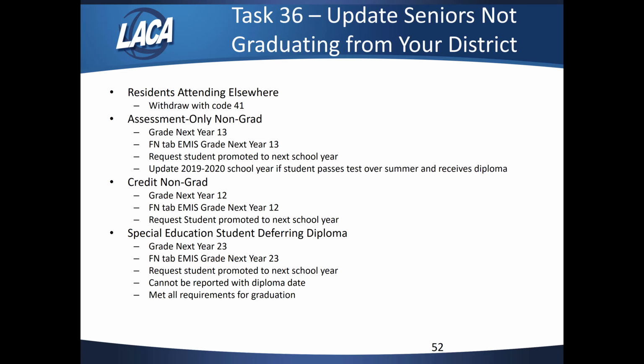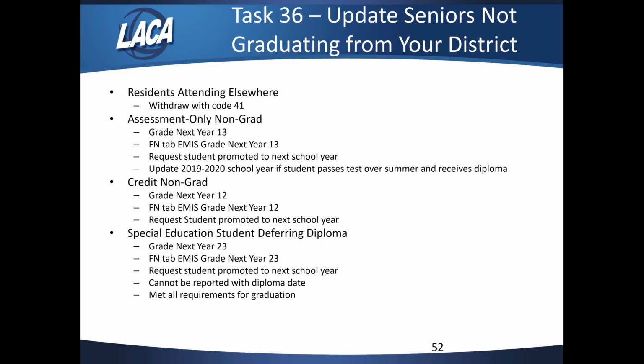Special ed student deferring diploma. This is always controversy. If a special ed student is deferring their diploma, do not report them with a graduation date and type. Do not power withdraw them. Change them to grade level next year of 23 and promote them to the next grade level. When that grade 23 decides that they're done attending, withdraw them as a 99 and put in their graduation date and type at that time because they have already met graduation requirements.